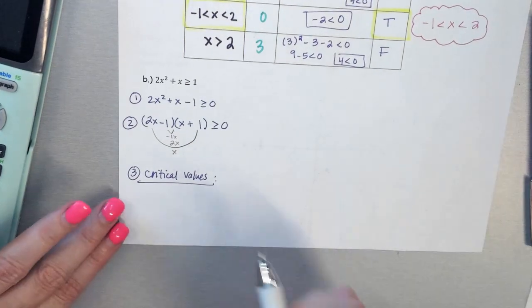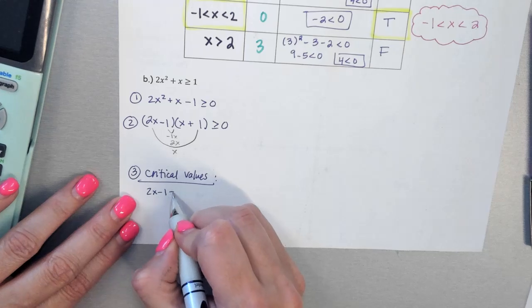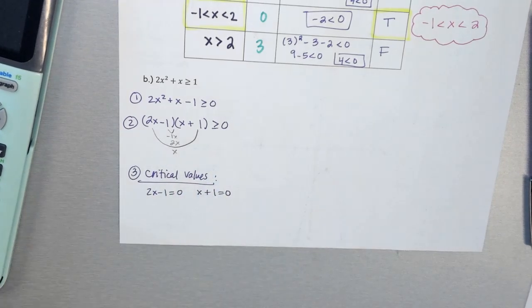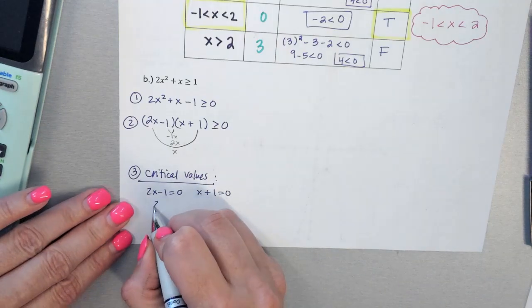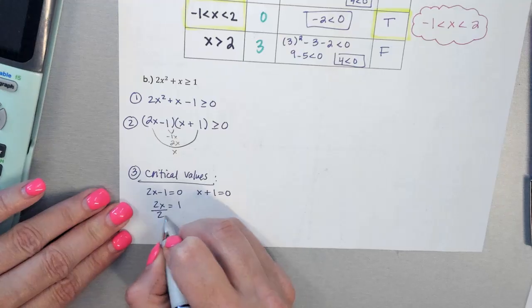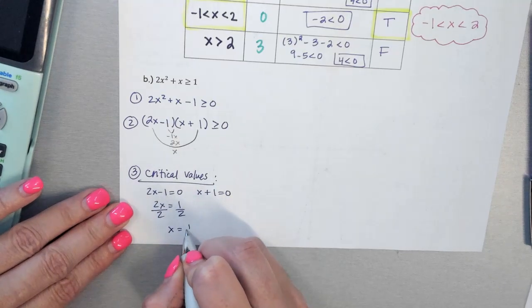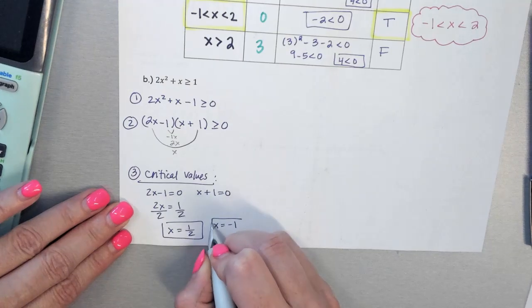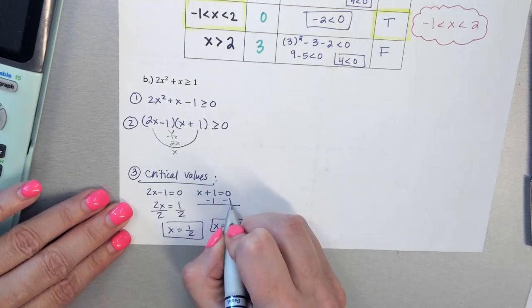So to find the critical values, I'm just going to set each factor equal to 0 and solve. Okay, so we factor, we find these critical values. I'm going to add 1, and divide by 2. My first critical value is 1/2. My second critical value is going to be -1.